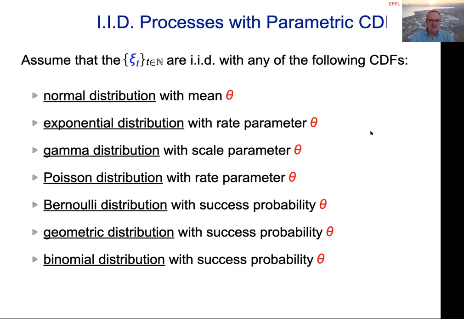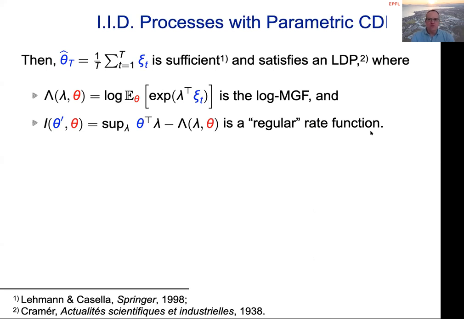Okay, so as a last example, let's go back to IID processes. But in this case, let's assume that the training samples follow identical parametric distribution families from the list shown here. I should point out that this list is not exhaustive. There are many other distributions that would work. For example, we could look at training samples from normal distributions or exponential distributions or gamma, Poisson, and so on. Now, in all these cases, one can show that the sample mean is a sufficient statistic for the parameters of these distributions, and that it actually satisfies a large deviation principle.